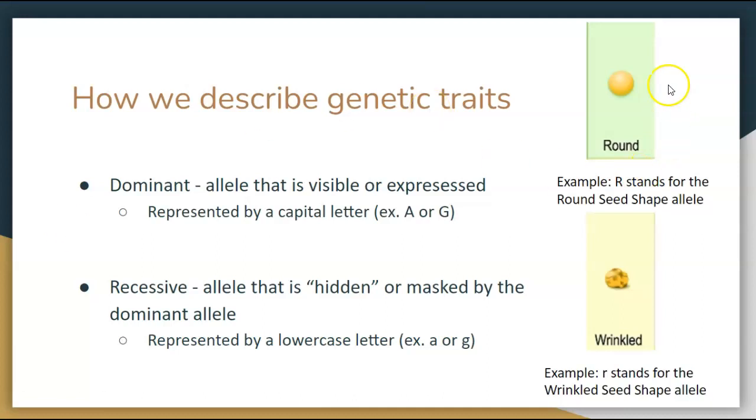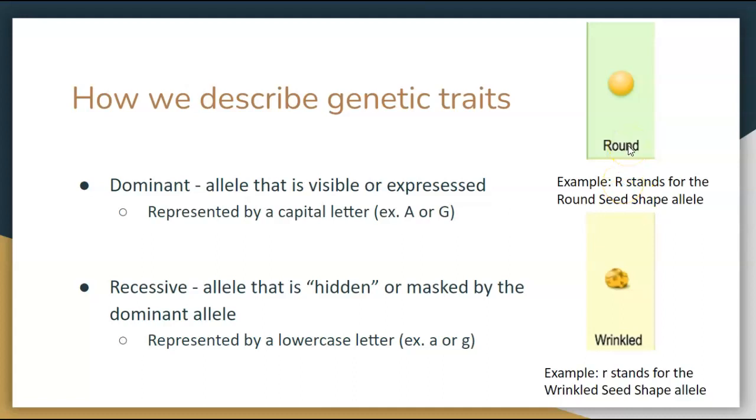And you can see that here when we're looking at seed shape, just looking at pea plants like Mendel did. If we're looking at seed shape, we have round and we have wrinkled. And you can see that we're going to use a capital R for the round shape because that's our dominant allele. So we use a capital R. Because we are looking at the same trait, right? We're looking at seed shape. We're looking at the same trait. We're going to use the same letter.